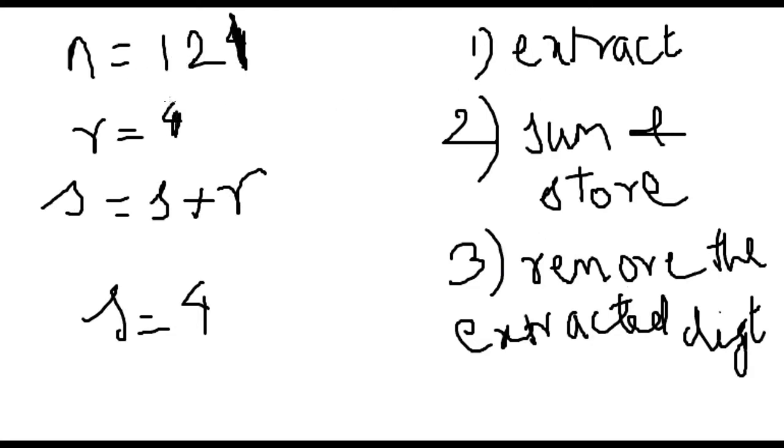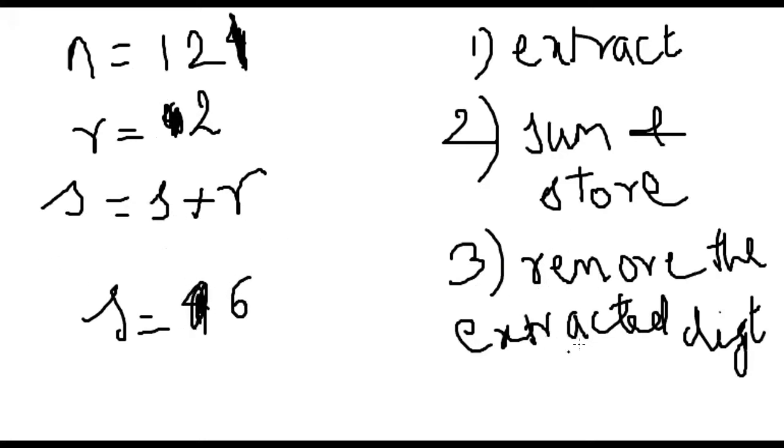So it will extract and r will get a new value, that is 2. So 2 will be stored in r. Then we'll come to this line, which is sum and store. S has value 4, r has 2. So 4 plus 2 is 6. So s has a new value, which is 6.